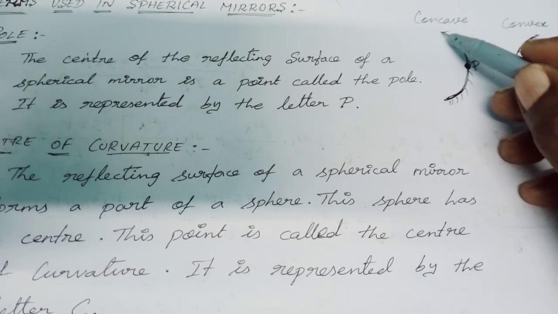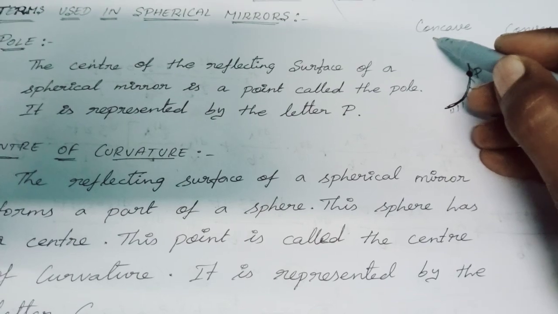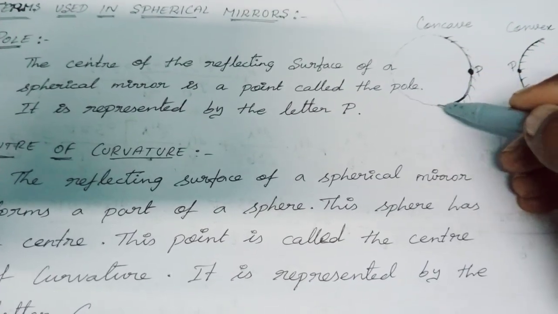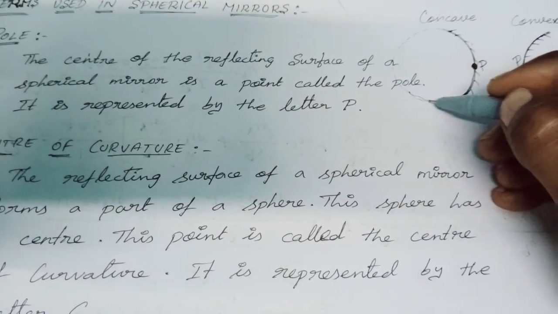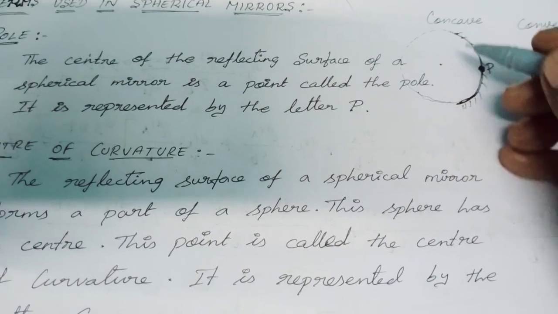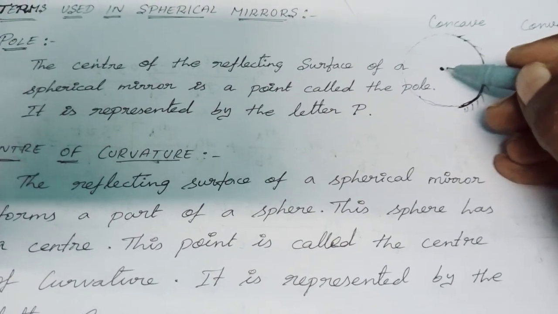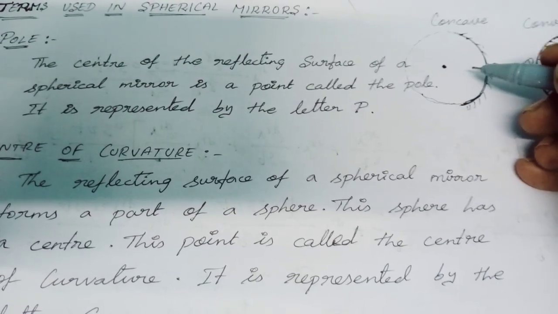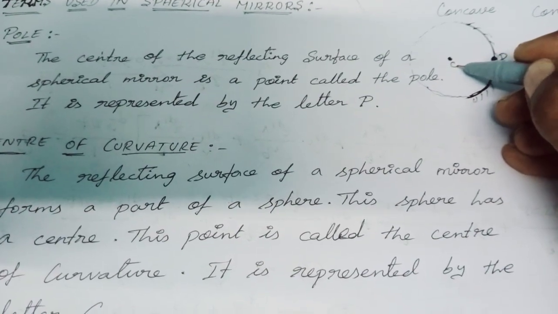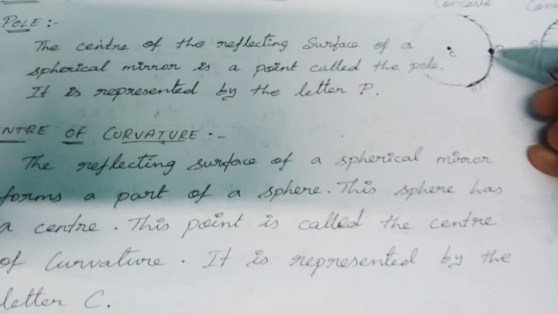If you complete this part to get a sphere, the diagram will be like this. This sphere will have a center point, and that center point is called the center of curvature. It is represented by the symbol C. So C stands for center of curvature.